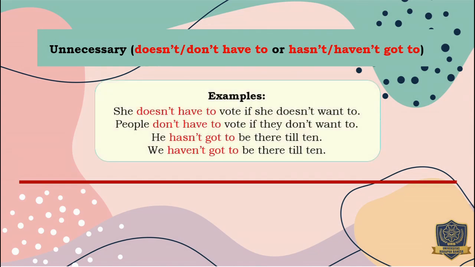She doesn't have to vote if she doesn't want to. People don't have to vote if they don't want to. He hasn't got to be there till 10. We haven't got to be there till 10.